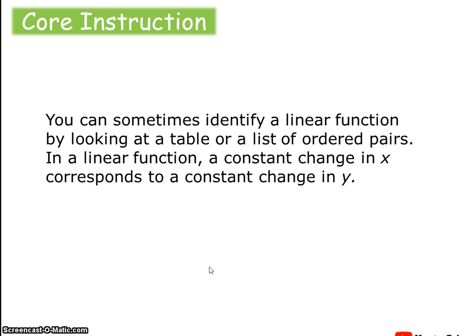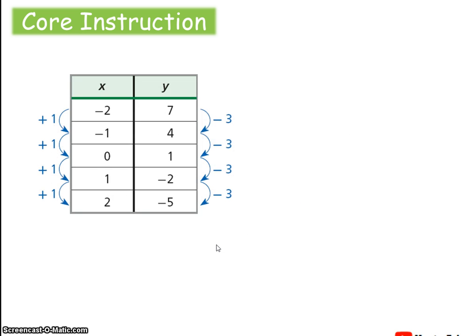So sometimes you can identify a linear function by just looking at a table or a list of ordered pairs. In a linear function, a constant change in x corresponds to a constant change in y. That does not mean the same change that's happening in x values is the same change that's happening in y values. It just means that the constant change in x corresponds to a constant change in y. So let's take a look at what that means.